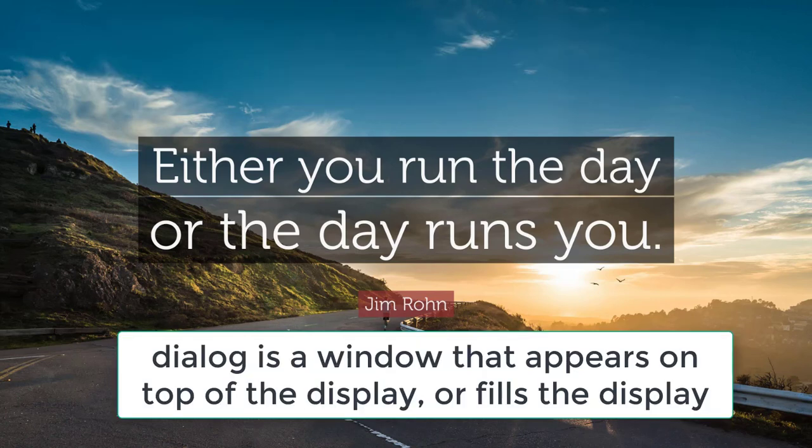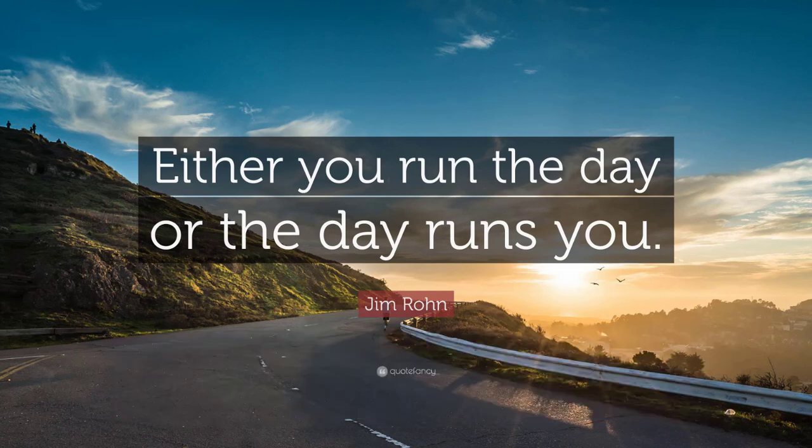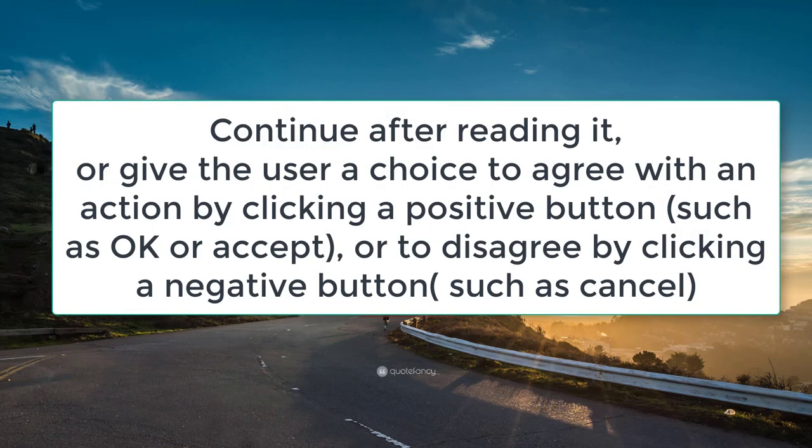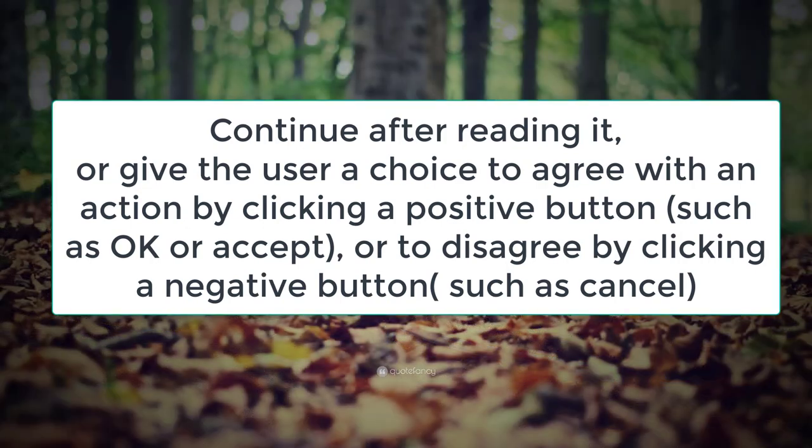You can provide a dialog for an alert to require users to make a decision. A dialog is a window that appears on top of the display or fills the display, interrupting the flow of activity. For example, an alert dialog might require the user to click continue after reading it, or give the user a choice to agree with an action by clicking a positive button such as OK or accept, or to disagree by clicking a negative button such as cancel.